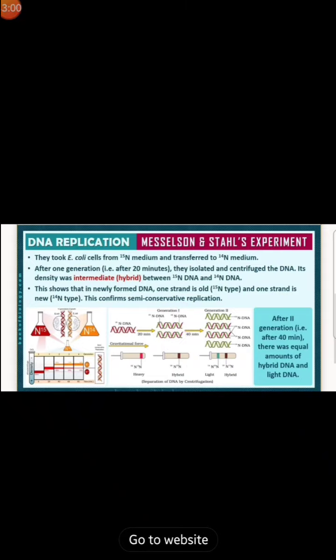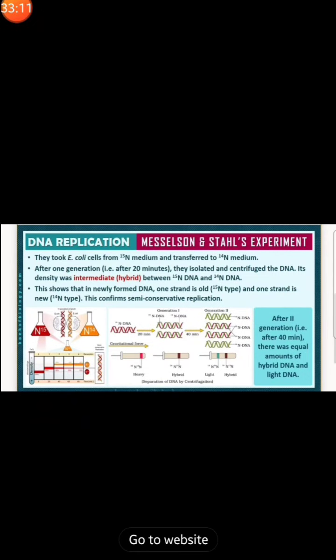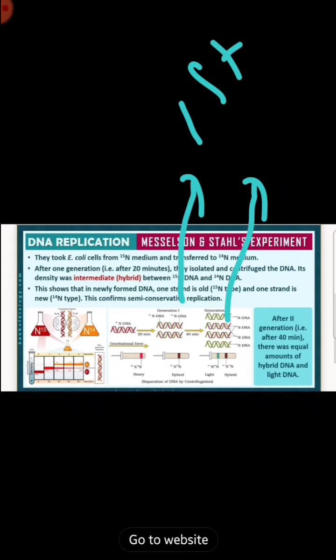If it is the dispersive model, then in every generation the DNA will be in fragments, with both heavy and lighter strands in between. So you should observe only the intermediate band in each generation. In the first generation it is showing intermediate, but in the second generation it was clear that it is not the dispersive model either, because the lighter band is also seen.